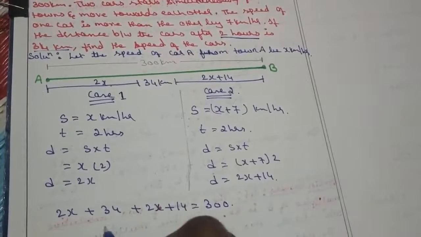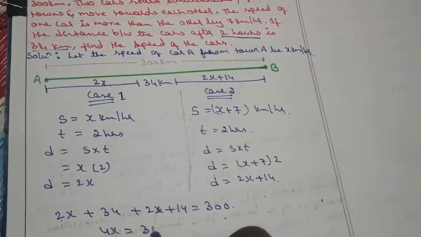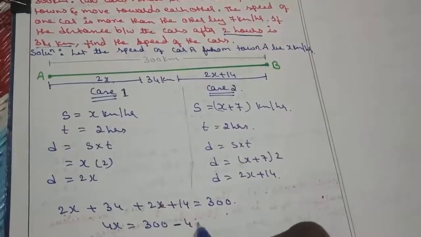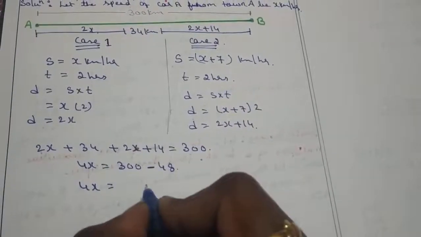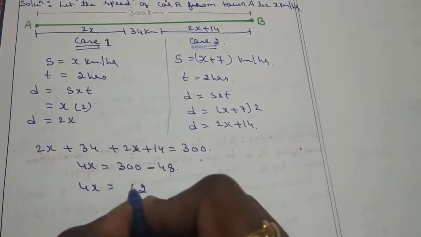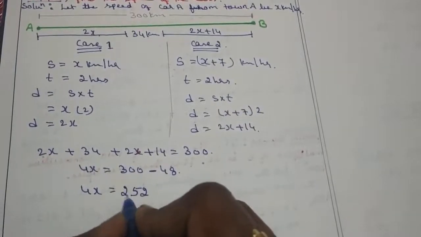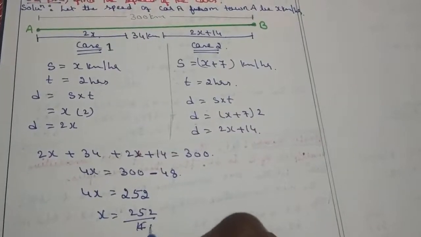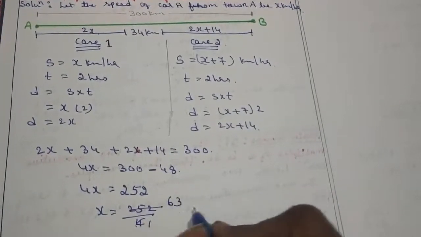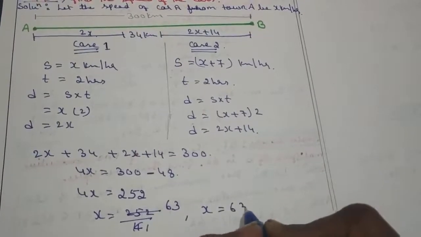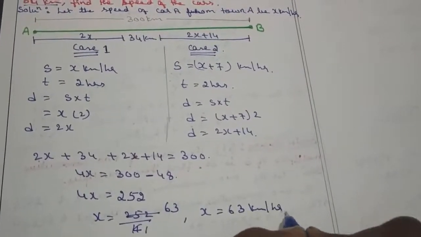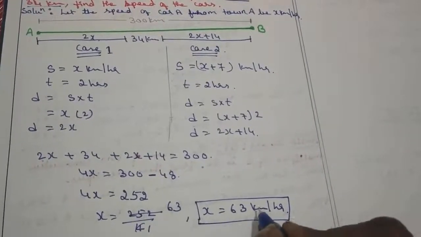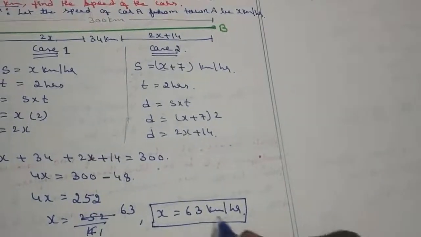Then 2x plus 2x is 4x, equal to 300 minus 48, which is 252. Then x equals 252 divided by 4, which is 63. Since it is the speed of car A from town A, the speed of the other car is 63 plus 7, that is 70 kilometer per hour.